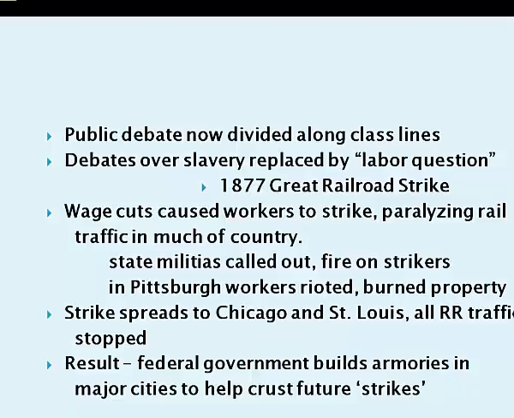It brought Chicago and St. Louis to a halt. So these events showed a new solidarity among workers. Now this, I'm going to stop just a minute right here. Let's give an example, maybe you better understand it.